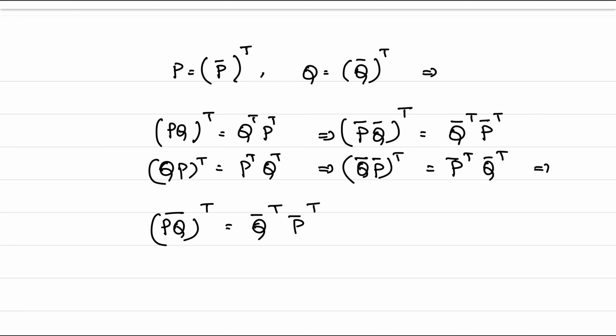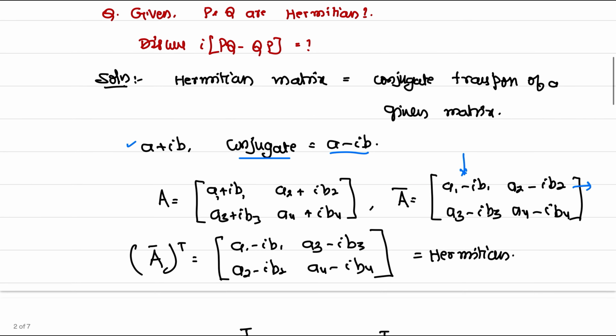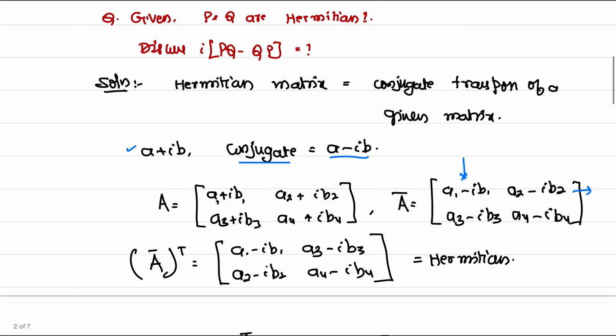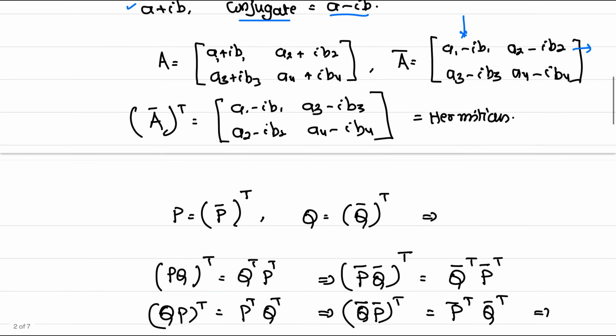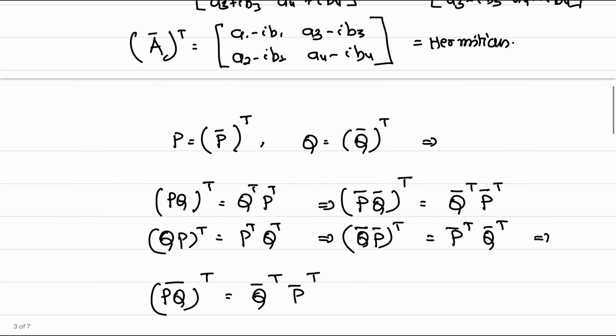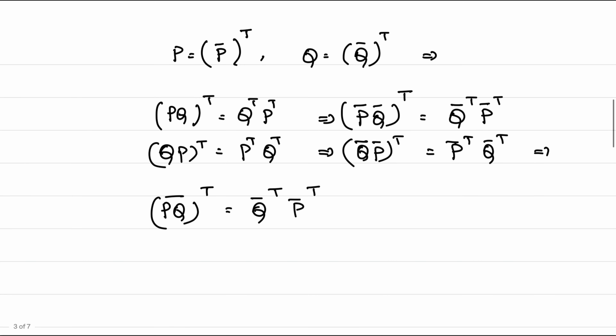What is given for a Hermitian matrix? For a Hermitian matrix, P is equal to P conjugate transpose. That means Q conjugate transpose is equal to Q, and P conjugate transpose is equal to P. That implies PQ conjugate transpose is equal to QP. Do you agree?